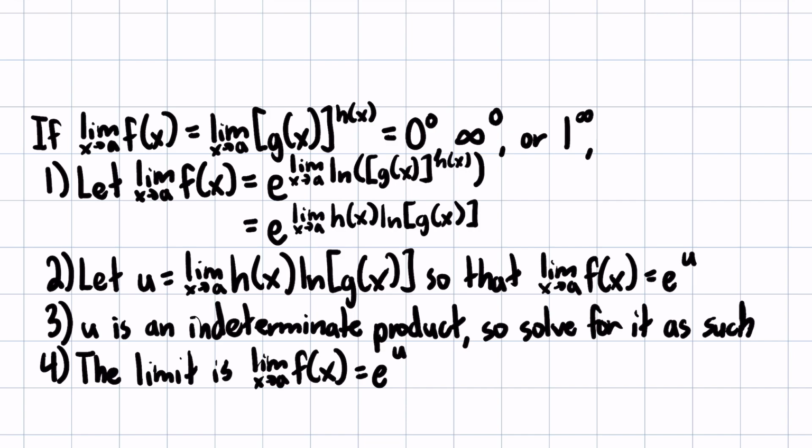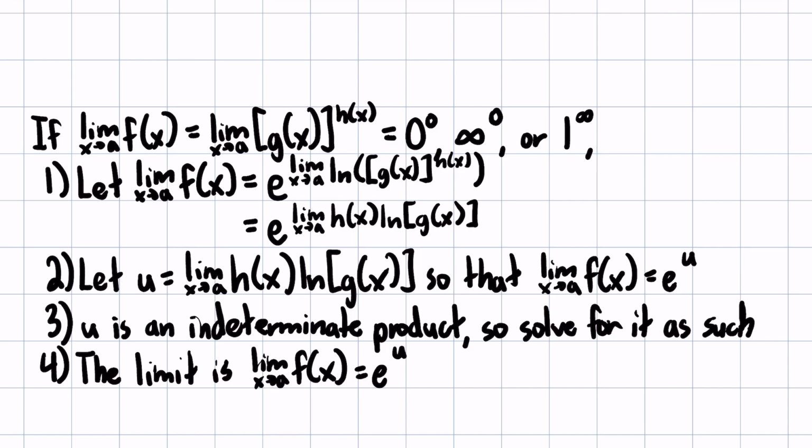Now, our first step is going to be to e to the ln of our function. Since e and ln cancel each other out, we're going to put the whole thing as a power of e and then ln the function. That's going to allow us to move h of x, our power, down outside to become multiplied by ln of g of x.